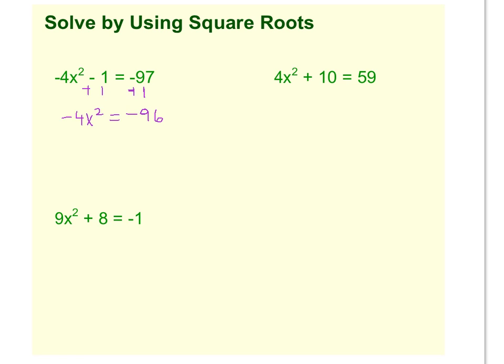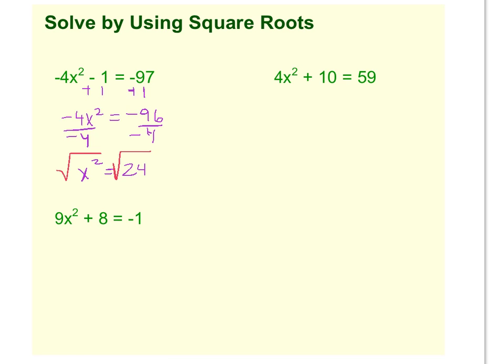And then we're still working on getting that x squared alone, so we'll divide both sides by -4. And so then x squared equals +24. So now comes the part where you have to undo the x squared. The opposite of squaring is square rooting, so you're going to square root both sides of your equation.